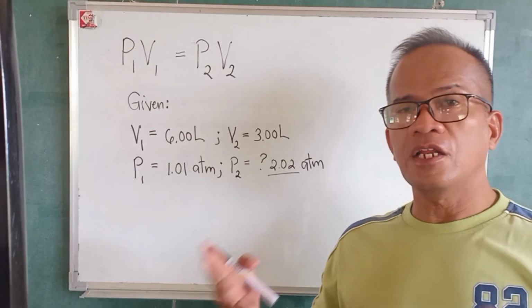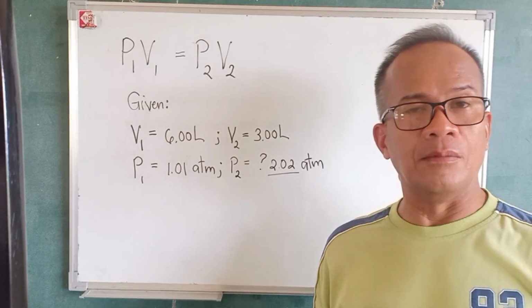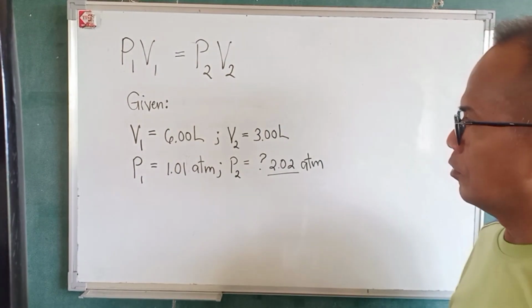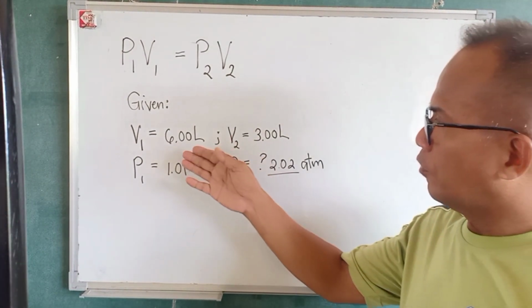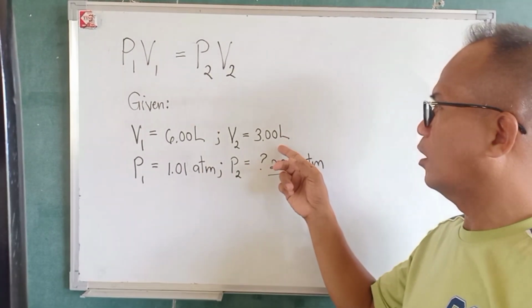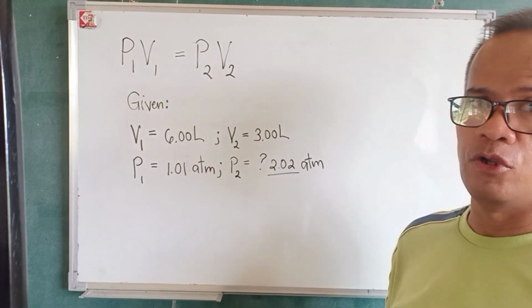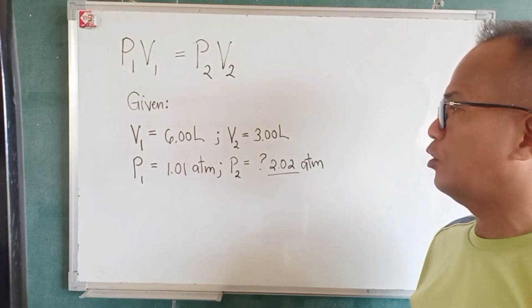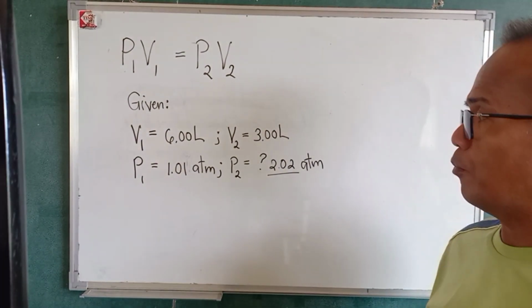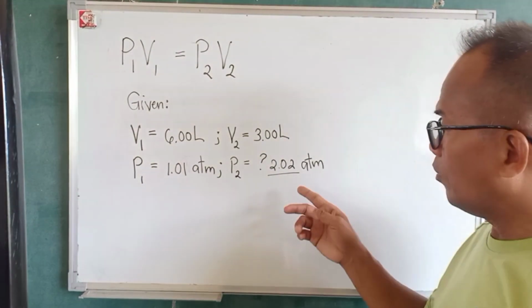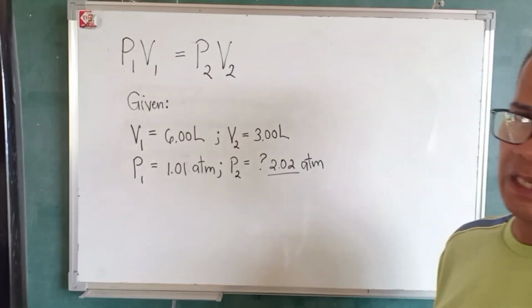So after a series of computations in Boyle's Law, we now have the following values. Volume 1, initially, is 6 liters and it becomes 3 liters in volume 2. Initially, we have pressure 1.01 atm, and through computation, we now have 2.02 atm.